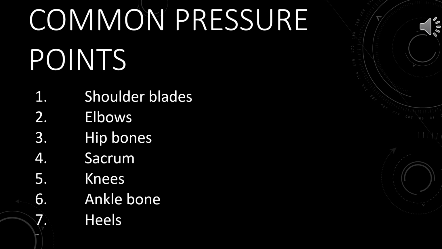Now I'm going to describe the common pressure points, that is, the bony prominences. First one is the shoulder blade, second one elbow, third one hip bone, fourth one sacrum. What is the sacrum? It is the bone in the lower part of the spine. Fifth one is the knee, sixth one ankle bones, seventh heels, and eighth one is the toes. You have to learn these things, that pressure can occur on these types of points.